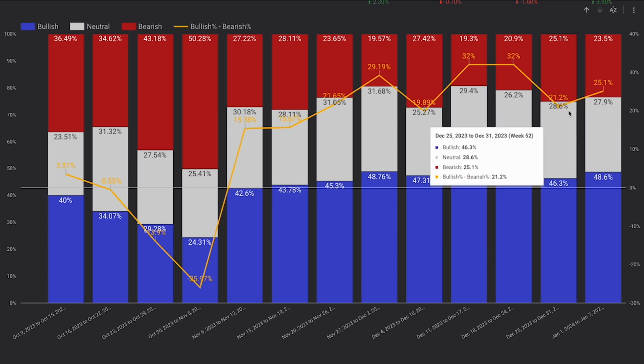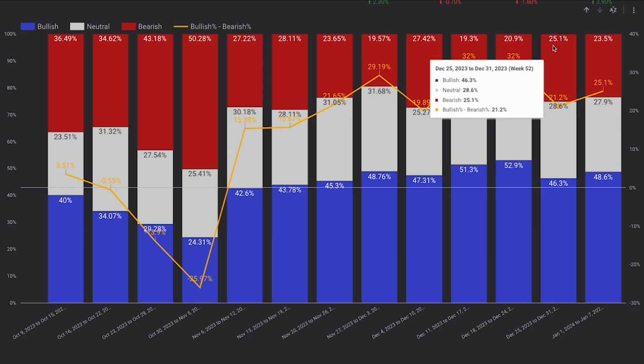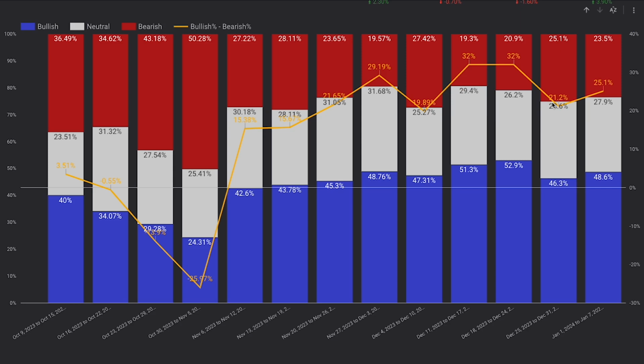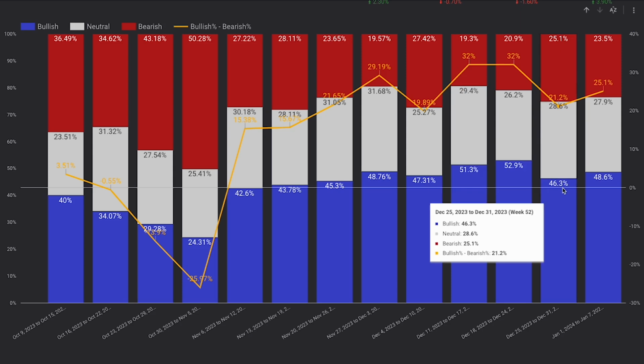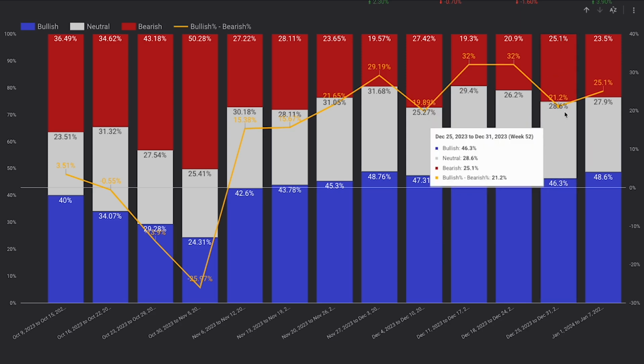This shows you the difference between bullish and bearish. So if we take 46.3% and we subtract 25.1%, we're going to be left with 21.2% left over. That is the difference between the bullish and the bearish. So we know that they are heavily favored bullish. Overall, investors are bullish on the stock market, things like NASDAQ, S&P, and US 30.